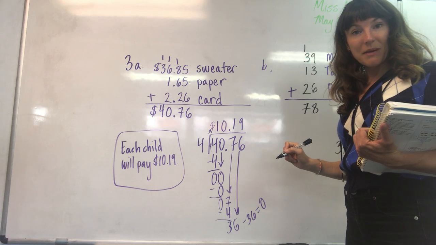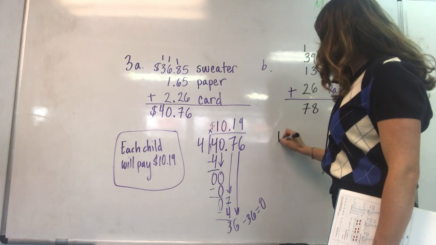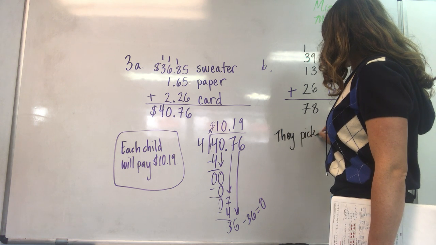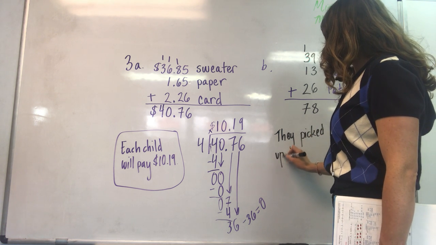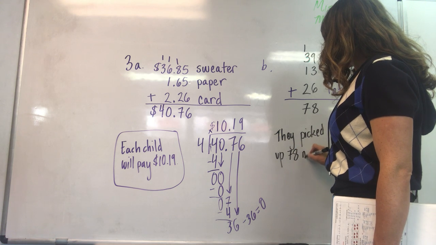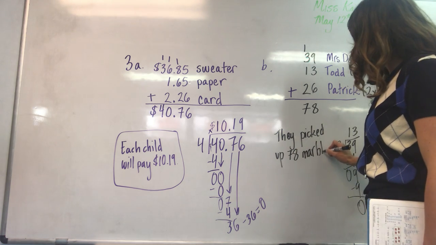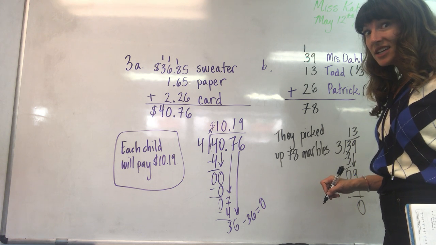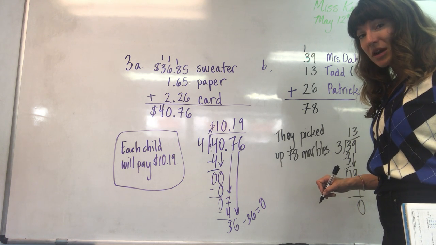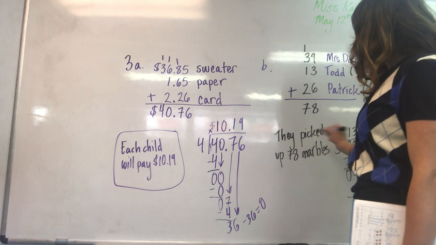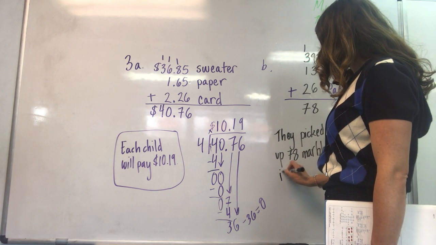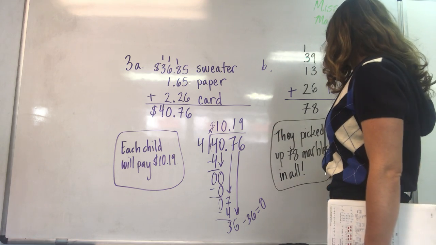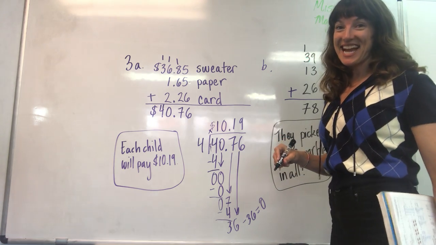How many marbles did they pick up in all? They picked up 78 marbles. Otherwise, I'm going to say what? 78 toe hairs? What? 78 boogers from the bottom of his desk? What? They picked up 78 marbles in all. Exclamation point to that. They must have been doing a big project.